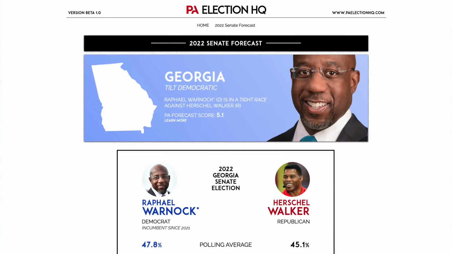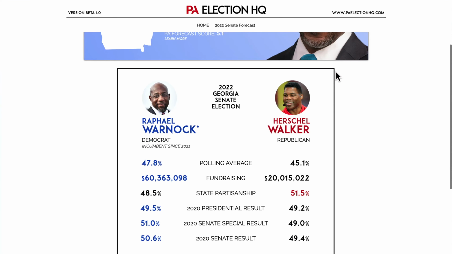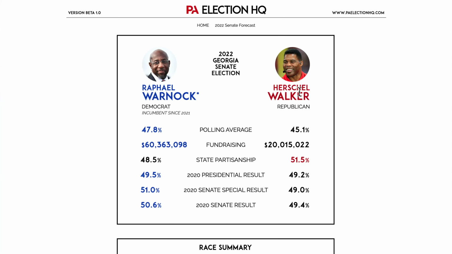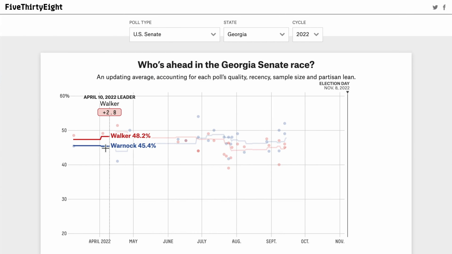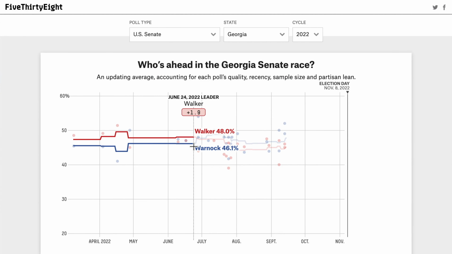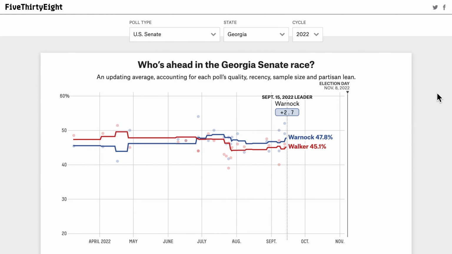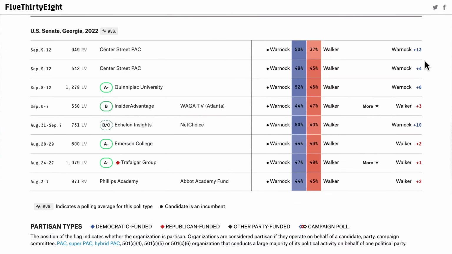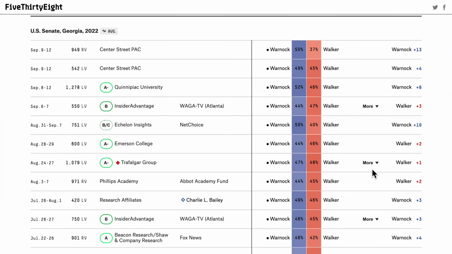In the state of Georgia, we currently have it as a tilt Democratic state, a score of 5.1, so this race really is very, very close. If the score just goes down by 5 points, Herschel Walker will be favored. Herschel Walker is, of course, the Republican nominee in this race. He got the early endorsement of Donald Trump and really is not performing as well as he was expected. If you look at the polling, he was ahead for quite a while, especially in 2021. Every single poll basically showed Herschel Walker in the lead, but now Raphael Warnock has taken back the lead and is doing pretty well.